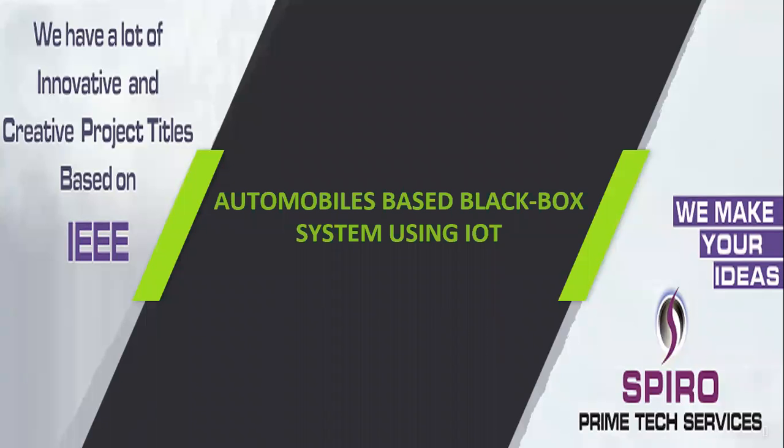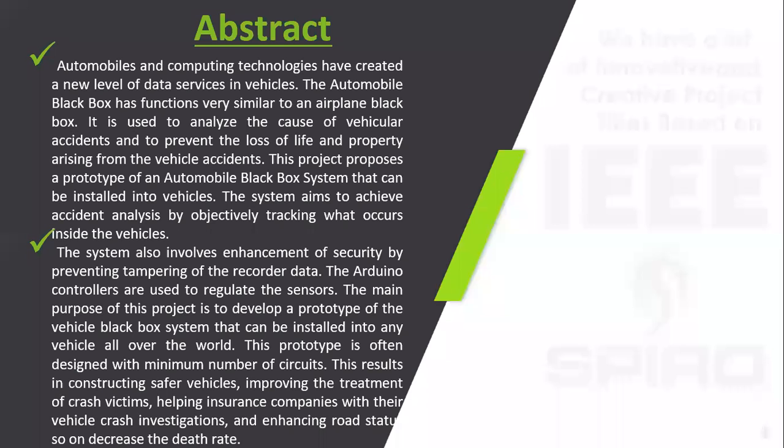Project code is ITIOT10. Project title is Automobiles Based Black Box System using IoT. So the aim of our project is to develop a black box system for automobiles. Black box is the concept where the sensor values are stored in the memory of the controller. So this is the aim of our project.